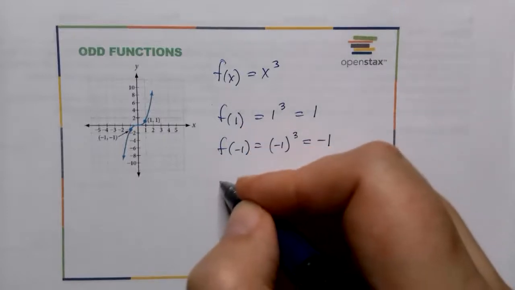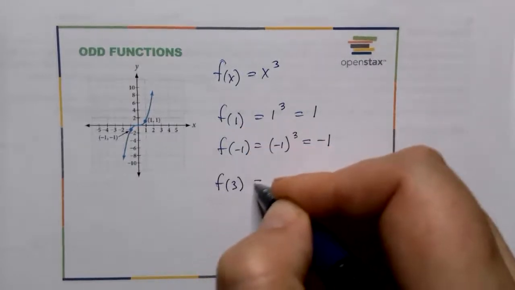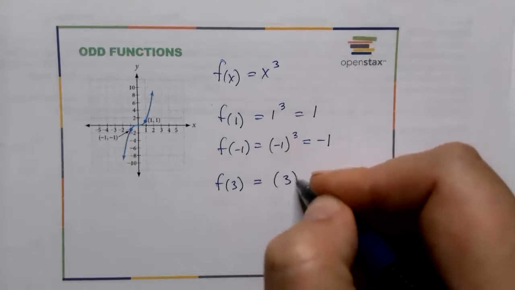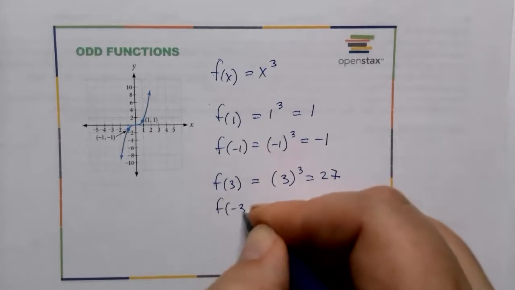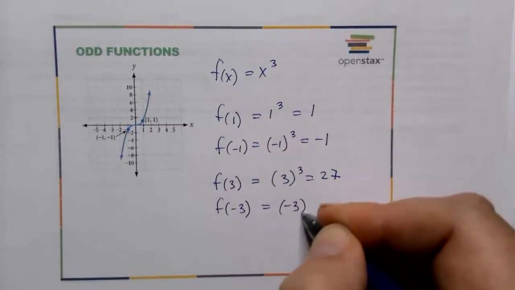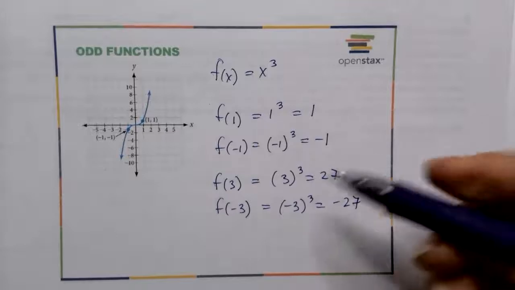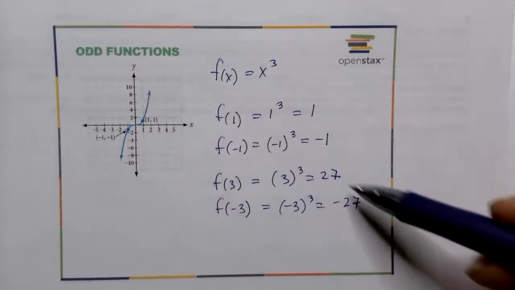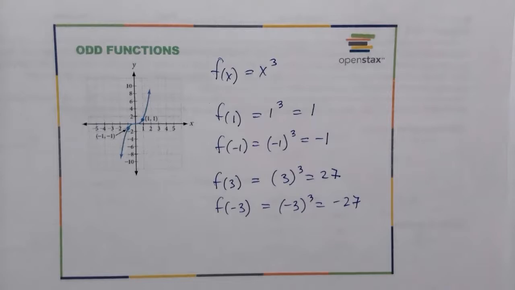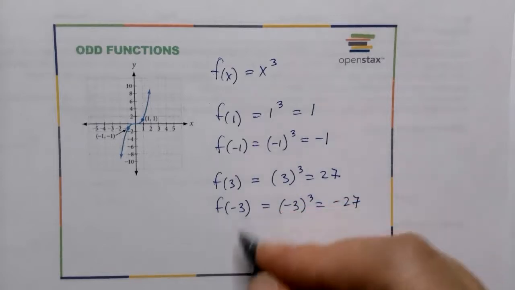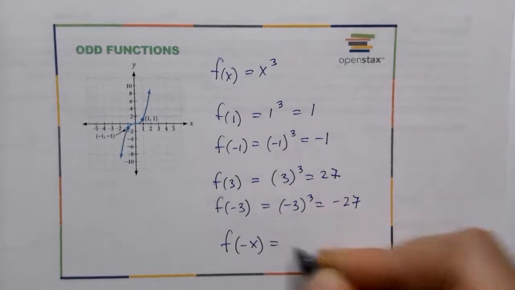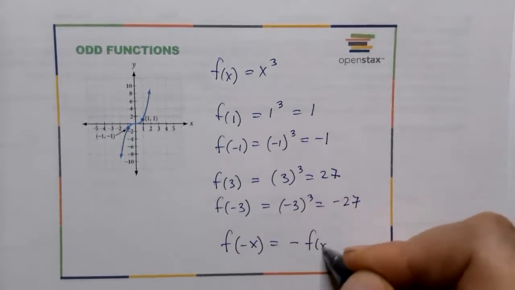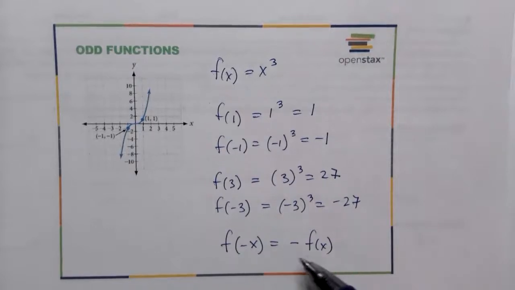Okay, so let's try it again. Let's say f of 3. It's 3 cubed, which is positive 27. F of negative 3 will be negative 3 cubed, which is a negative 27. Again, the opposite inputs give opposite outputs. That's the definition of an odd function. So formally, it's written like this: f of negative x is the opposite of f of x. So the output of negative x is the opposite of the output of positive x.